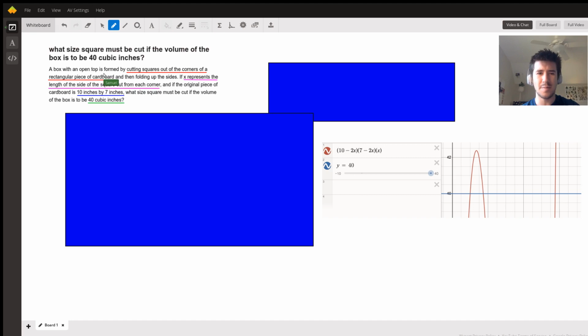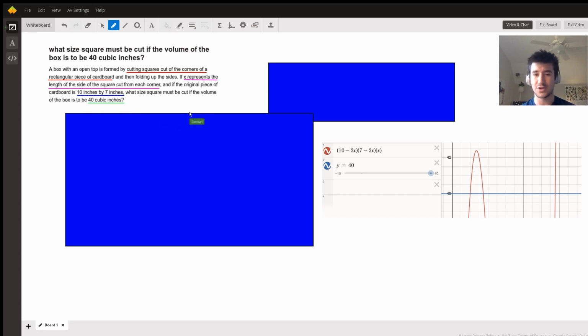A box with an open top is formed by cutting squares out of the corners of a rectangular piece of cardboard and then folding up the sides. If x represents the length of the side of the square cut from each corner, and the original piece of cardboard is 10 by 7 inches, what size square must have been cut if the volume of the box is to be 40 cubic inches?